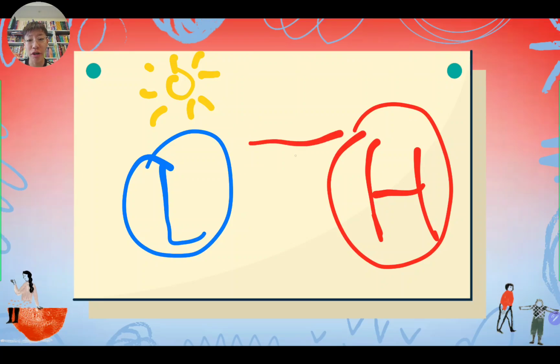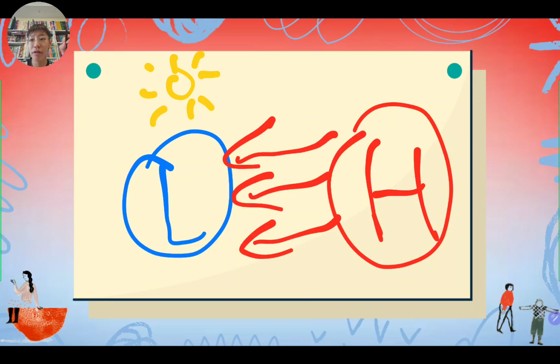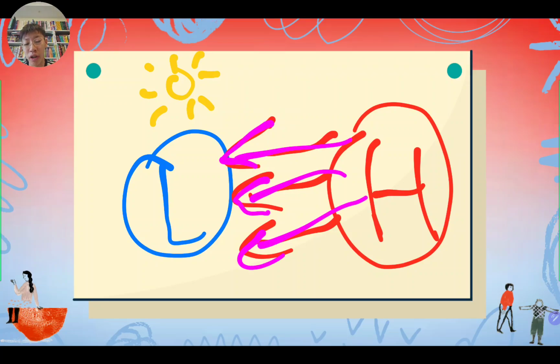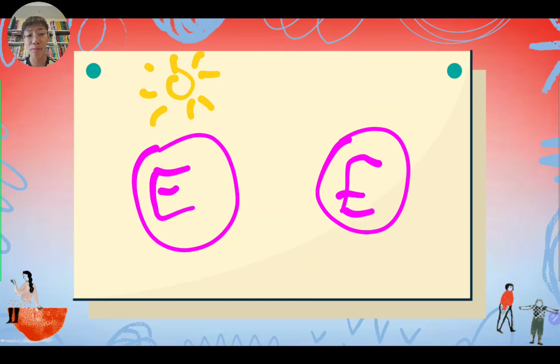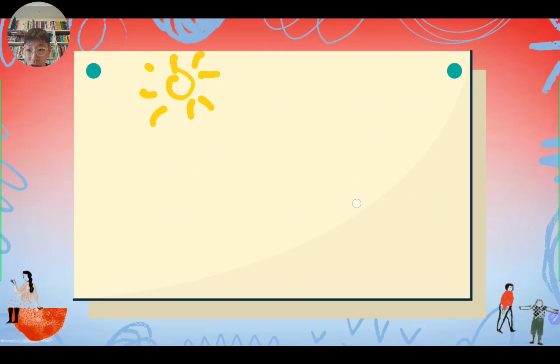So high pressure air goes off into low pressure air. And that rush of air from high pressure to low pressure is what causes wind. These arrows shown in pink is what we call wind. Wind stops when equilibrium is reached, and of course there will have to be wind currents.